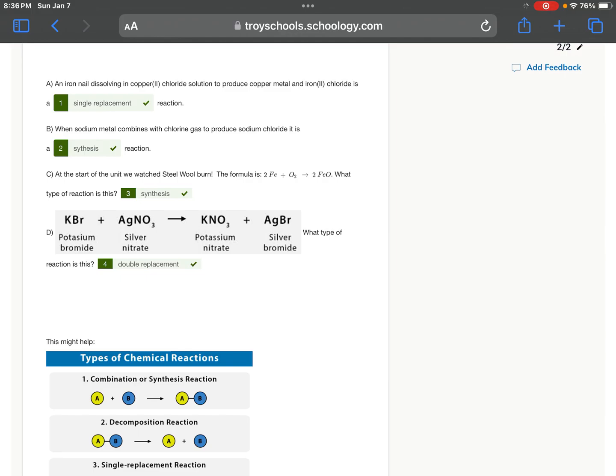And then lastly, a double replacement reaction. These are always really simple to spot because you have 2 ionic compounds going in and 2 ionic compounds being formed.